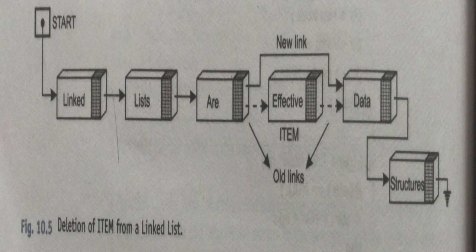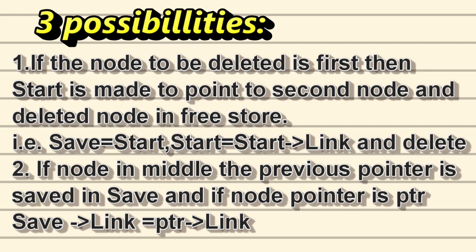Now, whenever I am deleting a node in a linked list, what are the three possibilities that might occur? If the node to be deleted happens to be the first node, the start is made to point to the second node in sequence, and the deleted node is added to the free store. Means if the node is at the first position, then the start is made to point to the second node, and the deleted node is added to the free store, wherever the memory space is available.